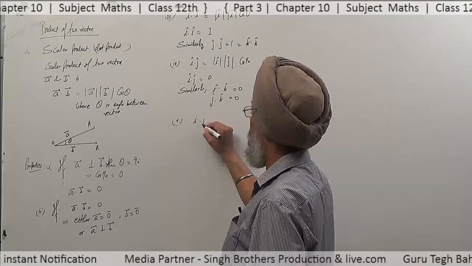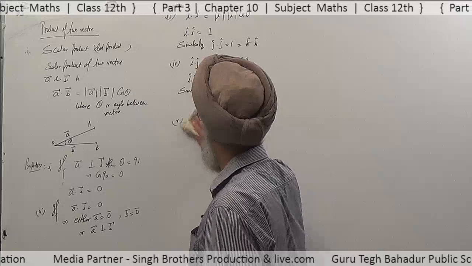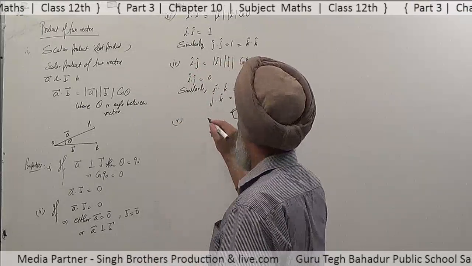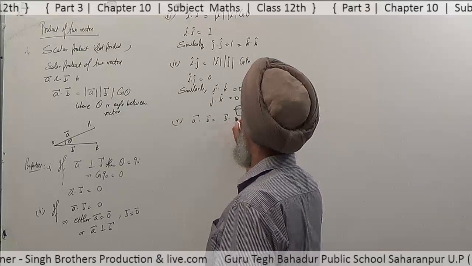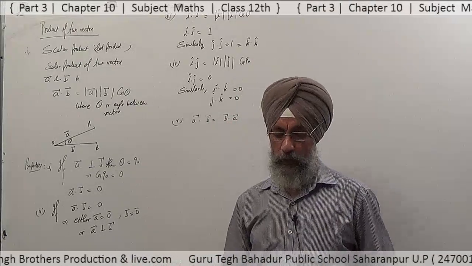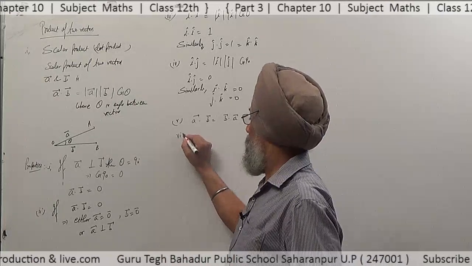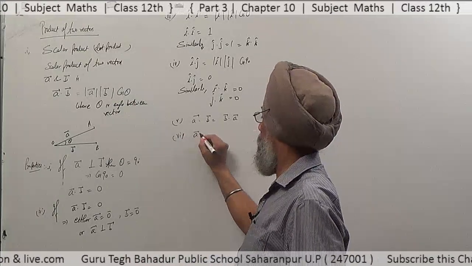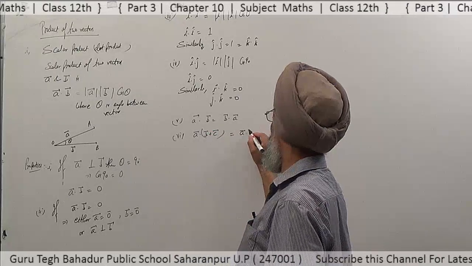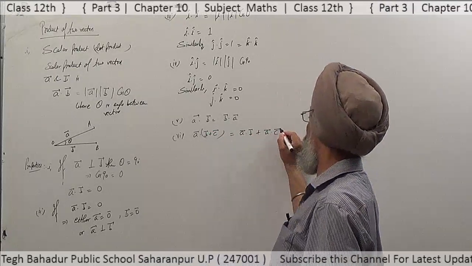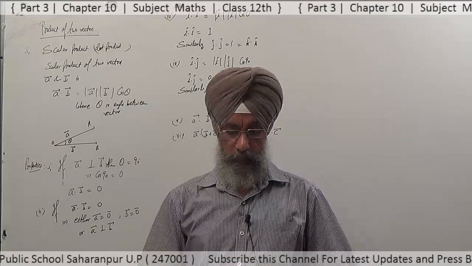Now, you take i dot j, or you can say a dot b. A dot b is the same as b dot a, meaning it satisfies the commutative property. Then a dot (b plus c) can be written as a dot b plus a dot c. Clear?